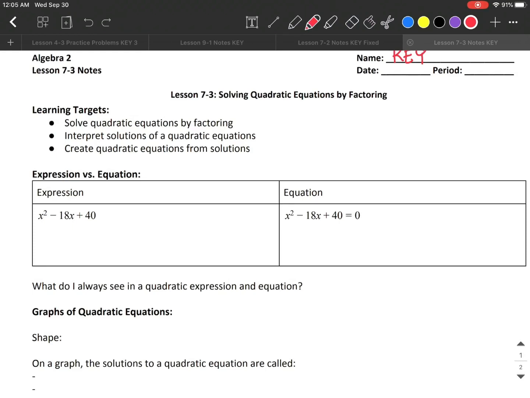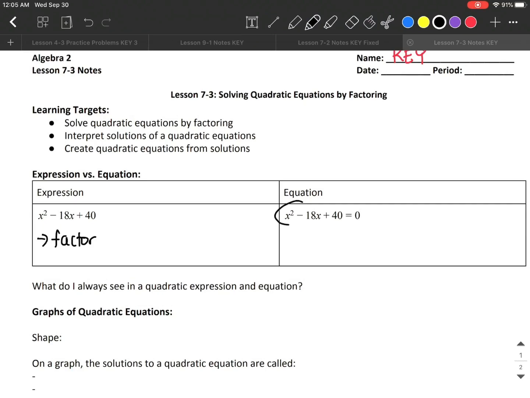So, before we talk about any of that, I want to talk about what's the difference between an expression and an equation. Well, an expression, like we've been talking about, looks like this, and an equation looks like this. These are both quadratic. One's a quadratic expression, the other's a quadratic equation. When we see something that looks like this, we want to factor it. That's what we want to do to it.